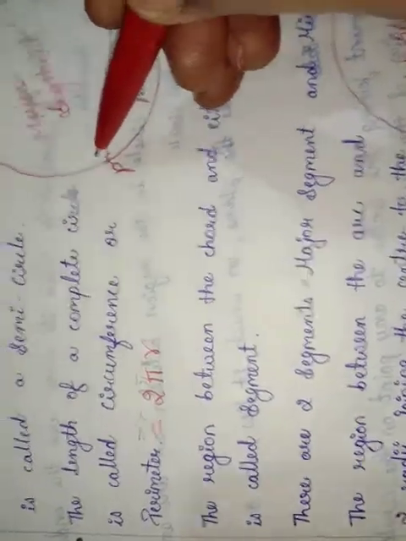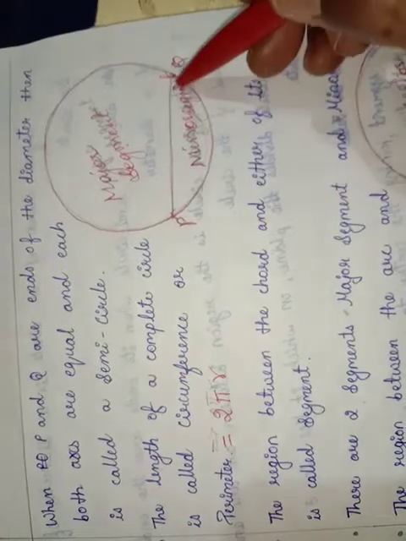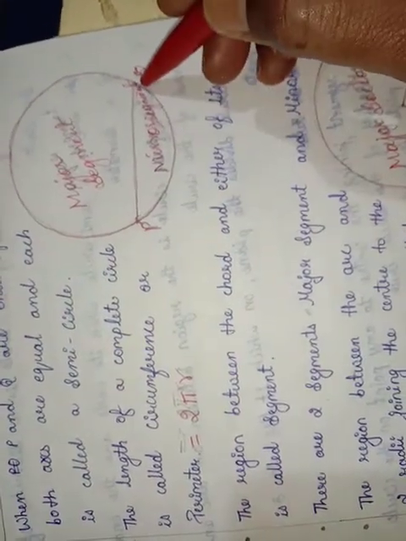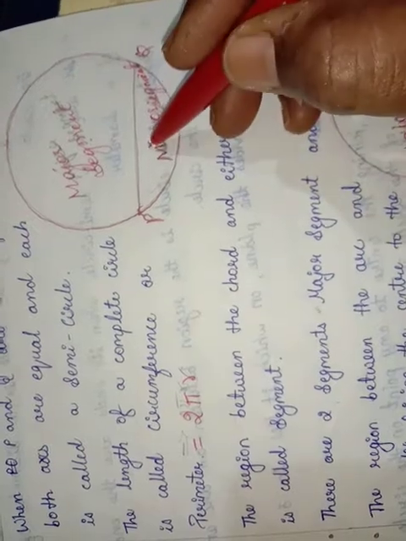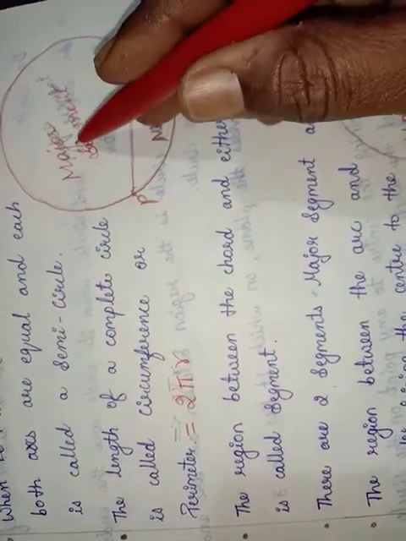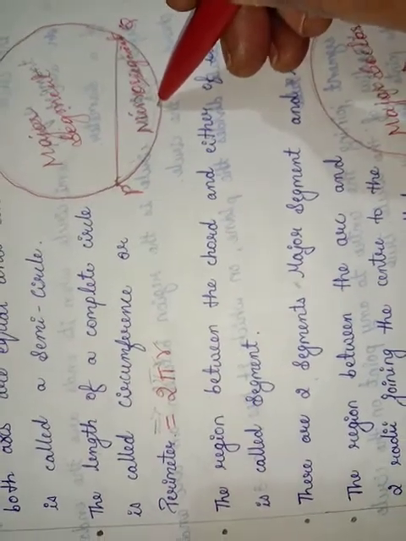Now, the region between the chord and either of its arcs is called a segment. You can see in this, the region between the chord and either of its arcs is called a segment. So we have here two types of segments. One is major segment and another is minor segment.